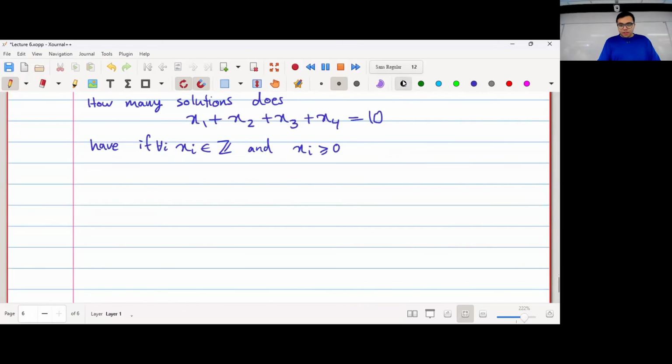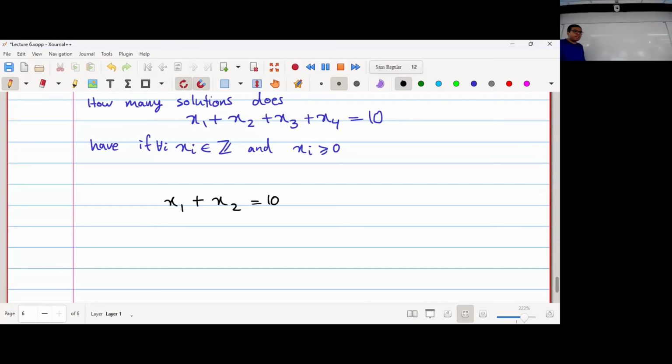Well, let's make the problem easier. Let's imagine that I have only one variable. If I ask you how many solutions there are for x1 equal to 10, that's easy, right? That's just one solution. You have to set x1 to 10. Now let's do it like this. Let's say x1 plus x2 is equal to 10. How many solutions do I have now?